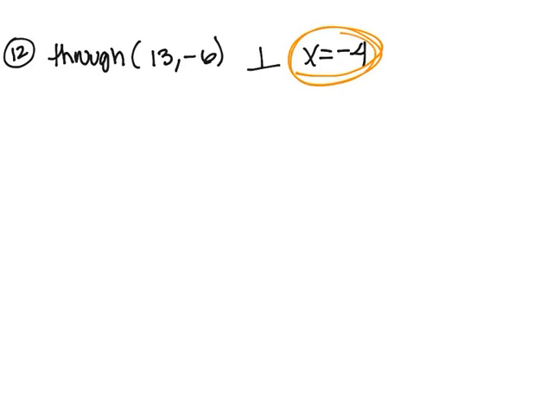12. Write the equation of a line that's going to go through the point (13, -6), and it's perpendicular to x equals negative 4. Again, this is a special line. Perpendicular means it's going to have to cross. So you need to give me the opposite variable. So if I gave you an x line, you need to give me the y line. So that equation would just be y equals negative 6.